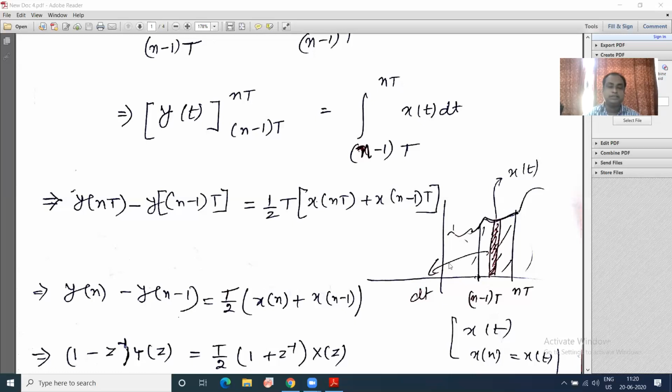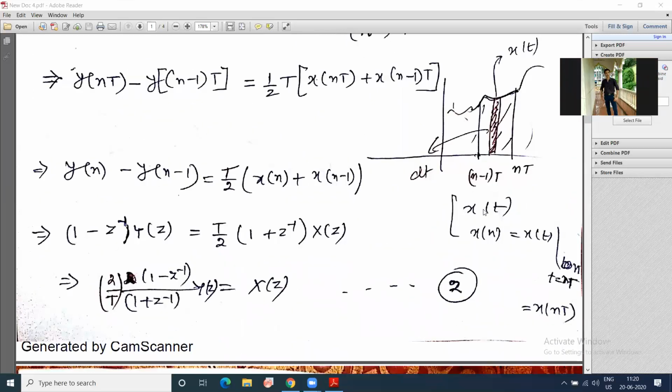x(t) is your analog signal, then x(n) is your digital signal or discrete-time signal. Both have to be integral numbers. My point is, if x(t) is my analog signal, the digital or discrete signal x(n) is x(t) for t equal to nT. Is it okay? Because you have to sample. Now the condition is that n into T has to be an integer number.